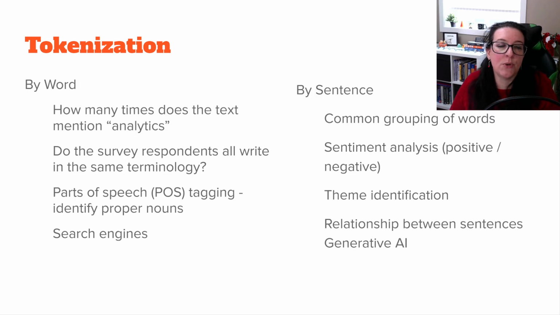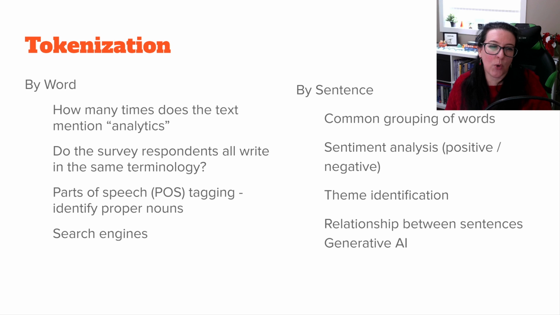Well, when you tokenize, you can choose to tokenize by word. And so typically that's going to be the lemmatization. We're finding that base word. So why would we do this? Well, we're doing this to find out how many times the text mentions a word, like analytics. Maybe we have an open-ended question in our survey and we want to know, are the survey respondents all writing in the same terminology? So if we think about a focus group, we ask people to describe the product. If it's a focus group for a new product, are they all using the same terms to describe the product? This would allow us to take the transcript from the focus group, analyze it, and identify common terms.